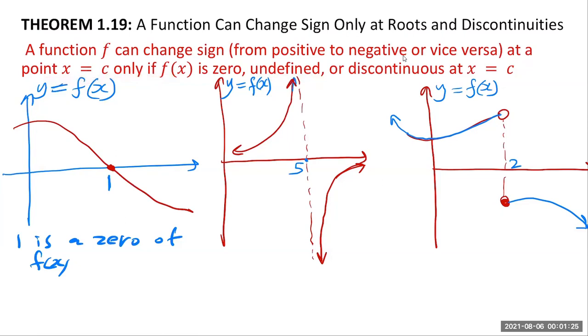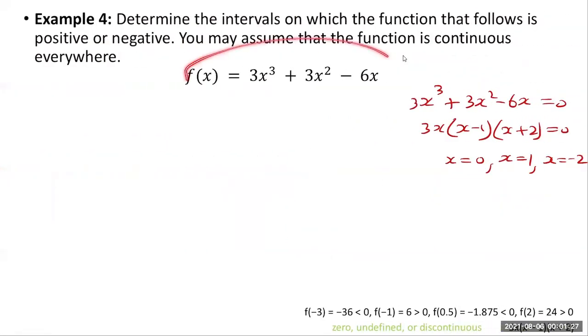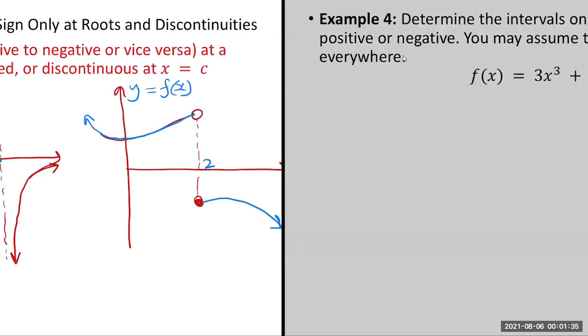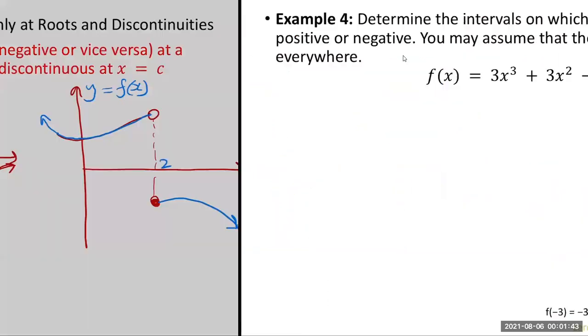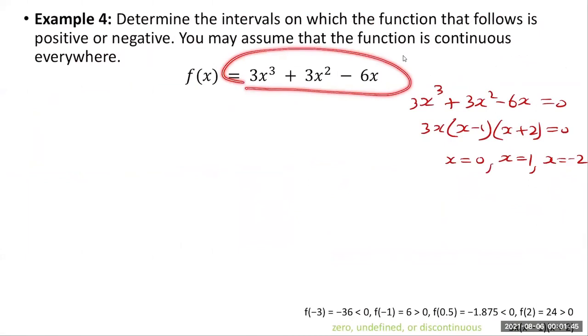So that means this function can change the sign only at zeros of this function, because we are out of these two cases. So my function can change the sign only at zeros of my function, because this is a continuous function. It's given to us.